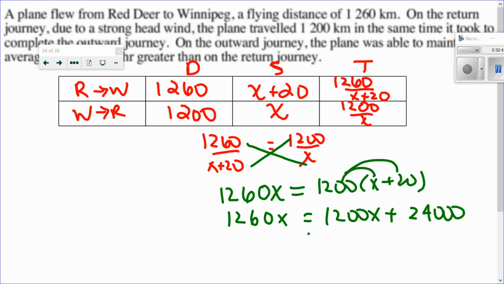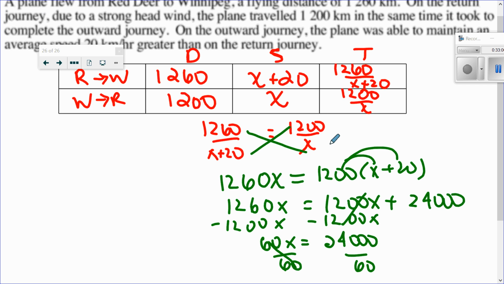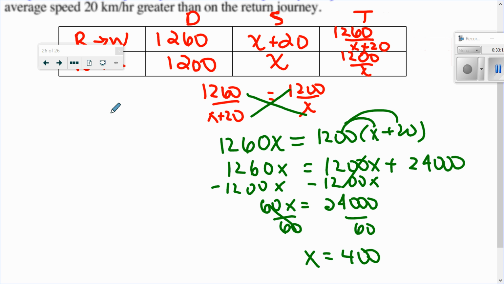So I want my x's on one side and my number on the other because it's a linear equation. So 1,260 take away 1,200 is just 60x equals 24,000. Then I just have to divide both sides by 60 to get x by itself. So x is equal to 400. So 400 is the speed of the plane from Winnipeg to Red Deer. Okay, so now that I know that x is equal to 400, I can go back to the other page and answer the remaining questions.